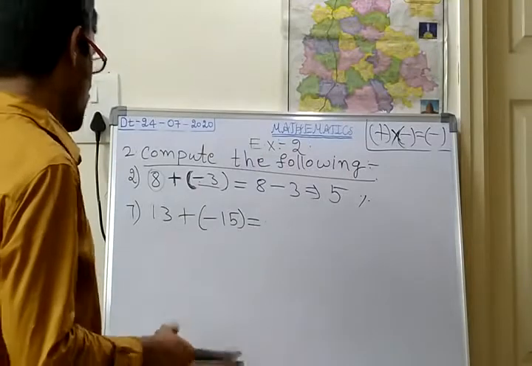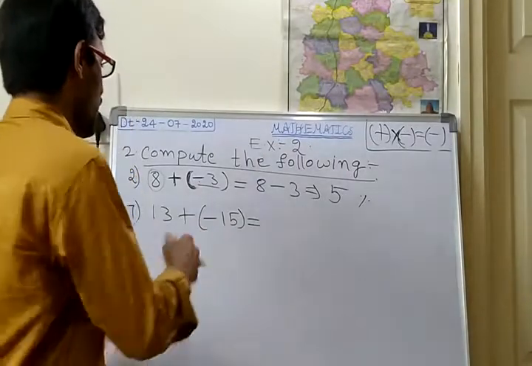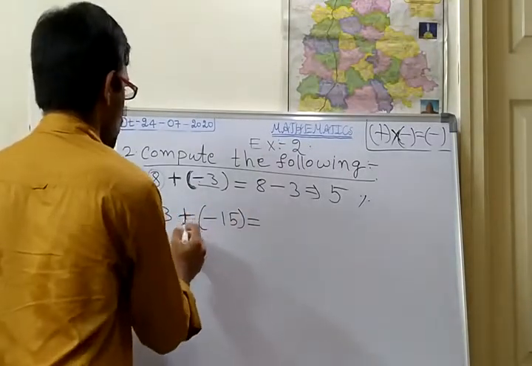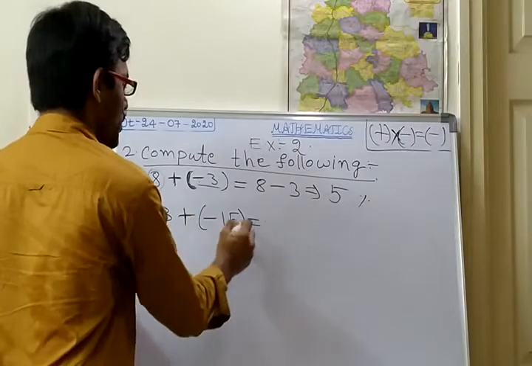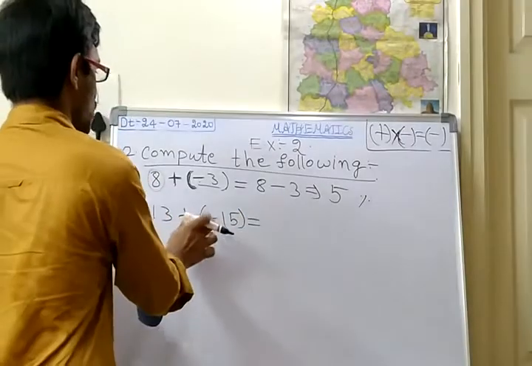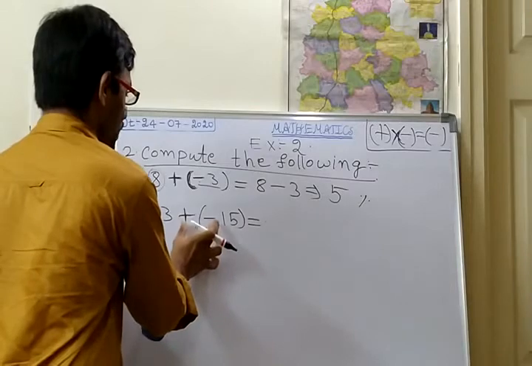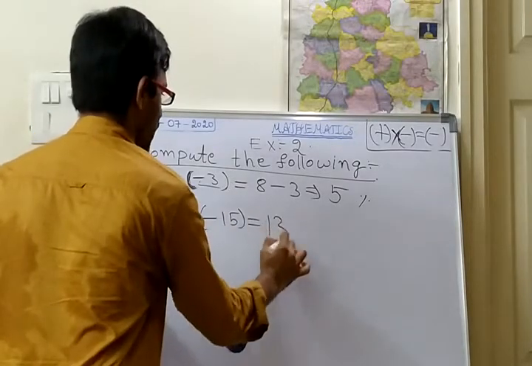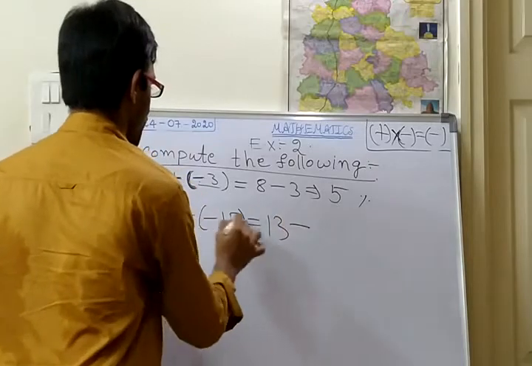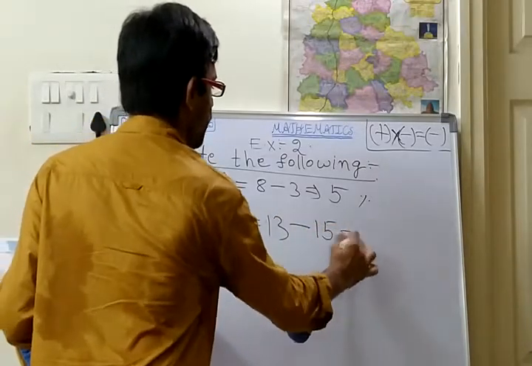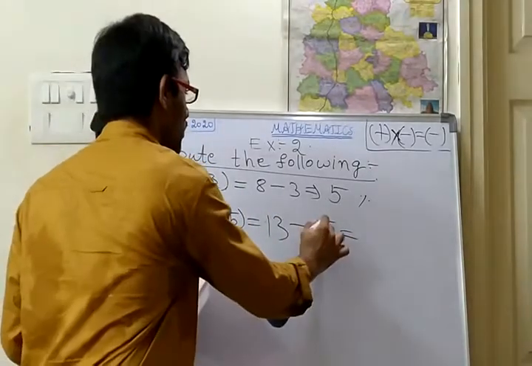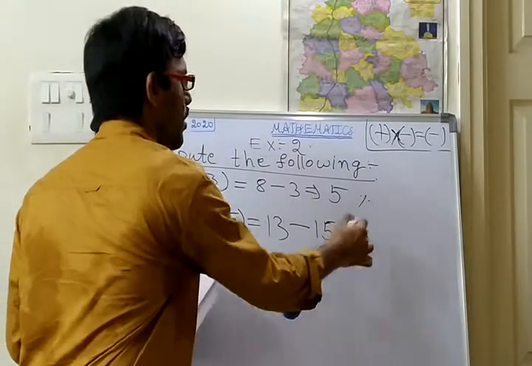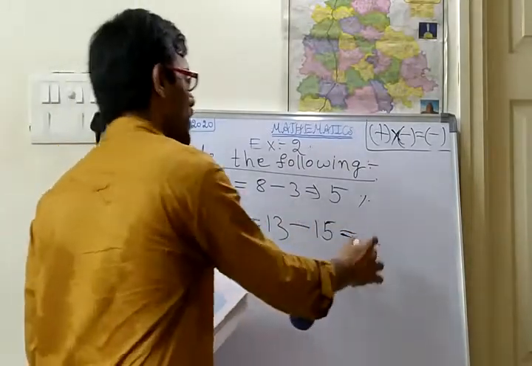So here also the same: one positive number is there, one negative number is there. So you should remove this bracket. So how should you remove it? You should multiply these two symbols. So plus into minus is minus. So first, 13 plus into minus 15. So 13 minus 15 is, so here first you should do the normal subtraction. So 15 minus 13 is 2 only.